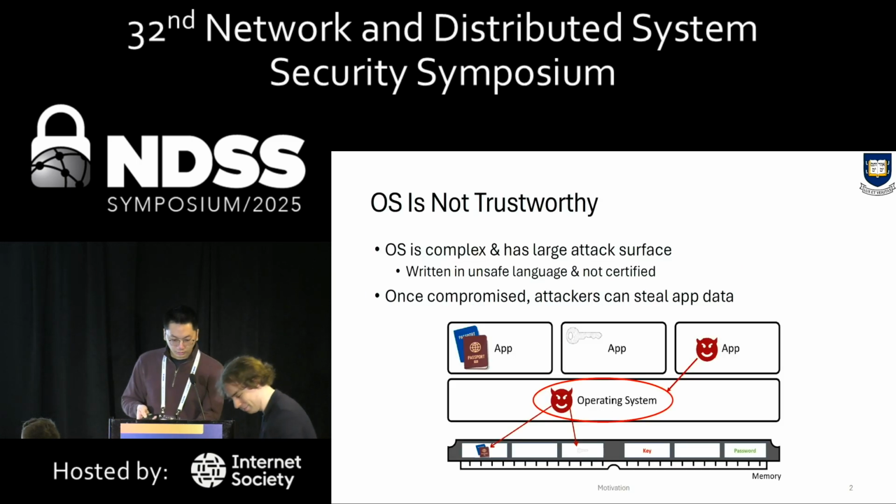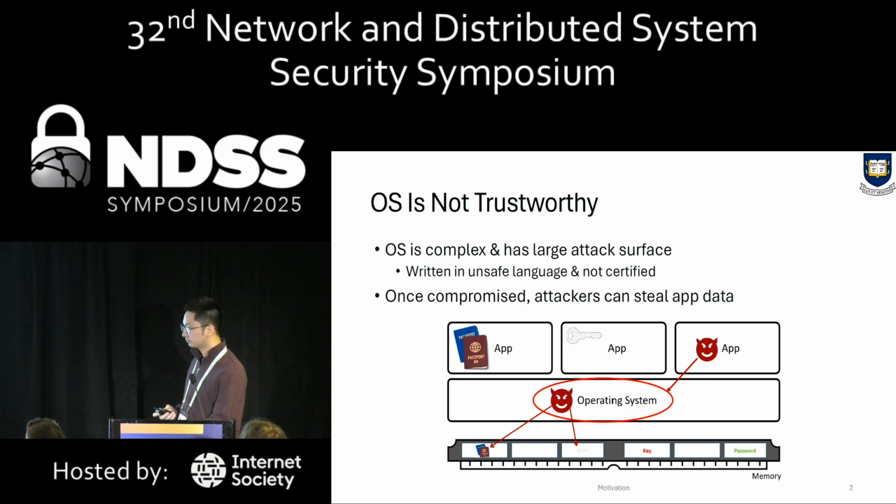So traditional operating systems like Linux are not trustworthy because they have a complex code base and a large attack surface. The complex operating system is typically written in unsafe languages like C, and it is usually not certified. As a result, once the operating system is compromised, the attacker can easily steal application data like your password and key stored in the memory in the same way as the OS.